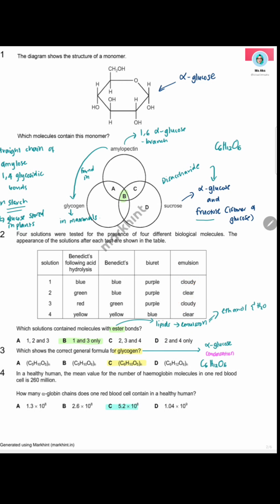So for this already, we can start to eliminate the other options because we want to find only the molecules that have lipids, and the ones that show a positive result are solution 1 and solution 3. So therefore, the correct answer is B.